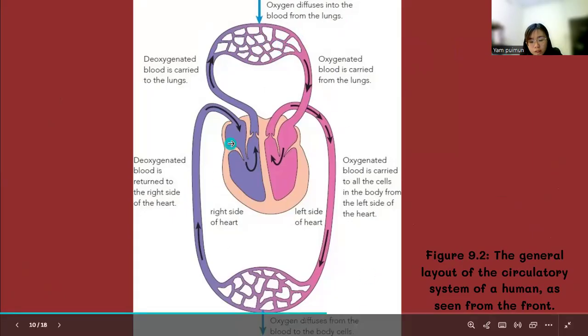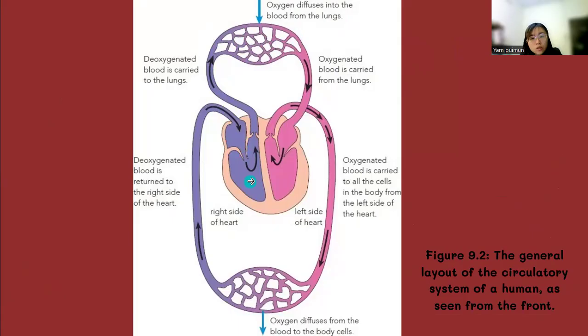In the diagram here, deoxygenated blood is shown in blue and oxygenated blood is shown in red. But in reality, both are actually red, just different shades. Oxygenated blood is bright red, but the deoxygenated blood is dark red. The color difference is used only to make it easier for us to differentiate.